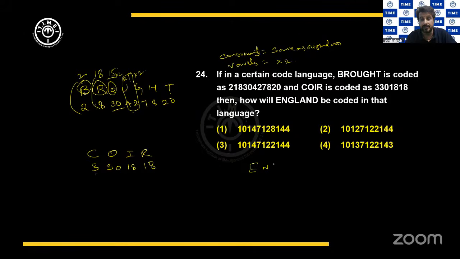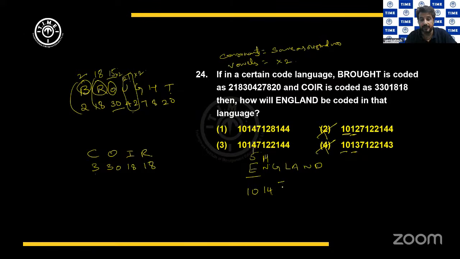The word is ENGLAND. E is a vowel, so the place value is 5, 5 into 2 is 10. How many options are with 10? All the options. N is 14. For consonants it is the same, so 14 only. 10, 14. The second option is ruled out. The fourth option is ruled out, because after 10 we need 14.